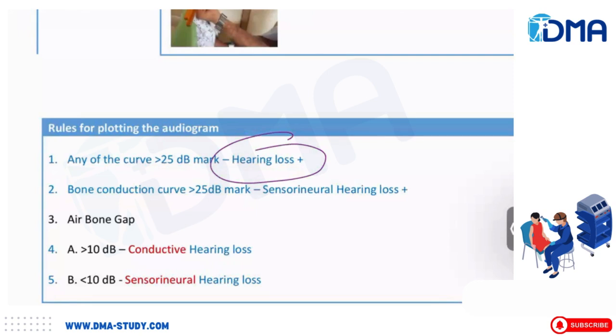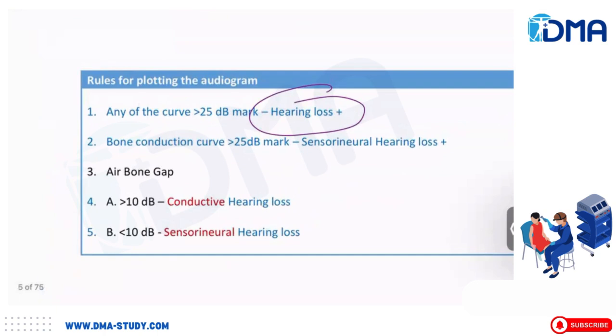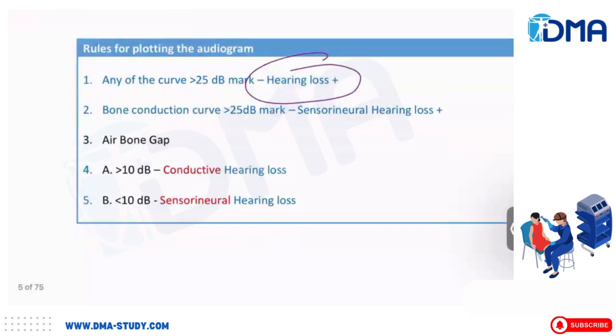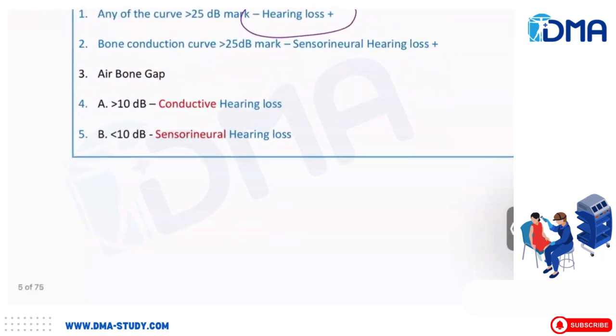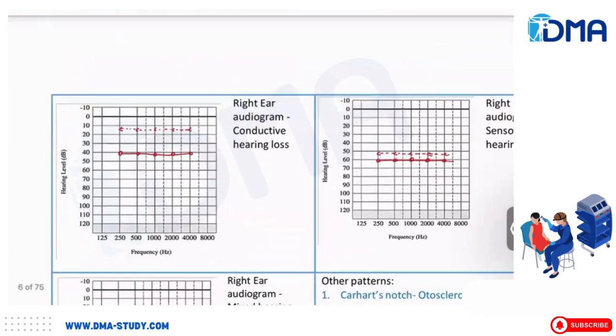Then bone conduction curve more than the 25 decibel mark is sensory neural hearing loss. Once finishing the second rule, go to the third rule. More than 10 decibel gap, it is conductive loss. Less than 10 decibel, it is sensory neural hearing loss. Okay, now I will show you a graph and I will explain with that. You just look into the graph.